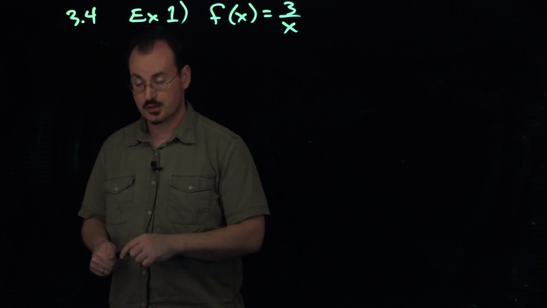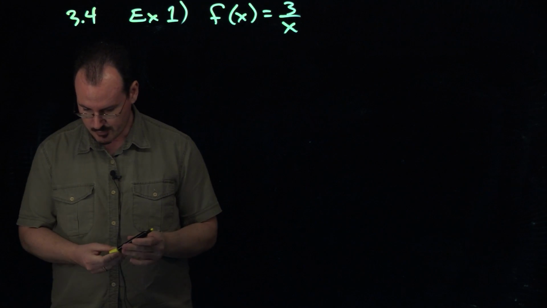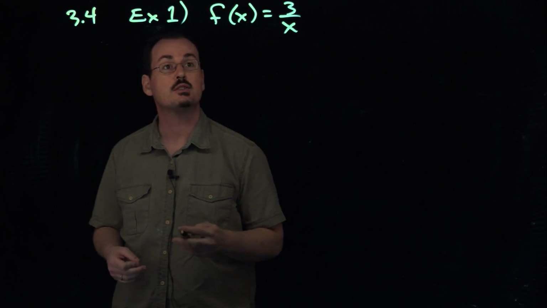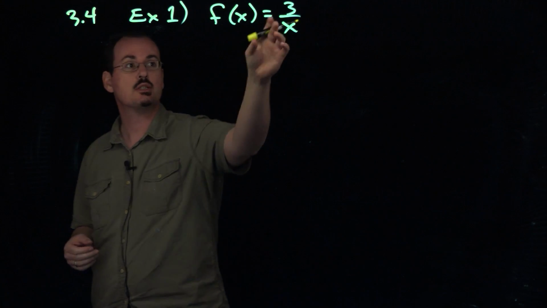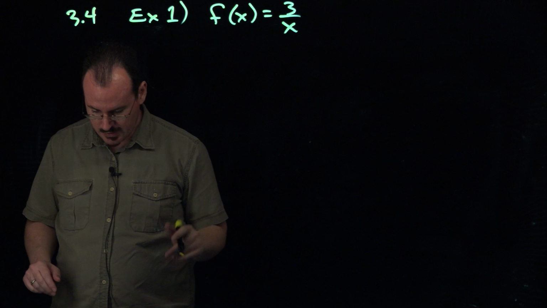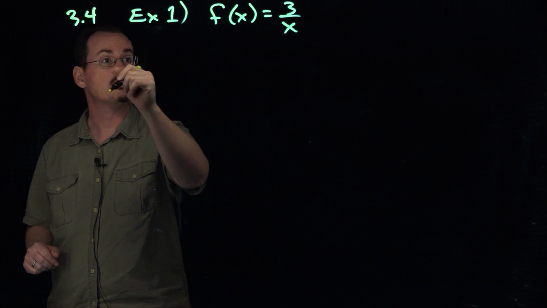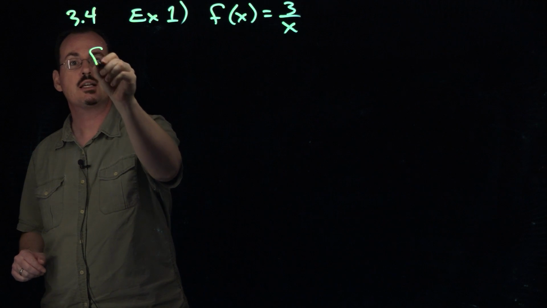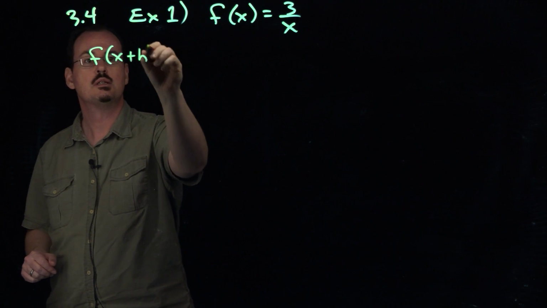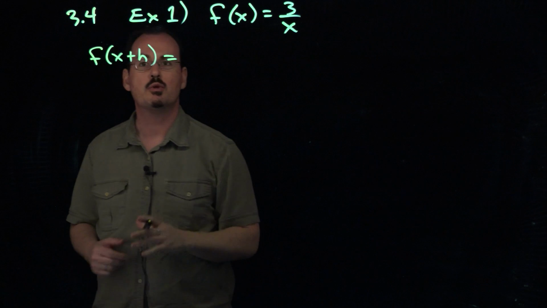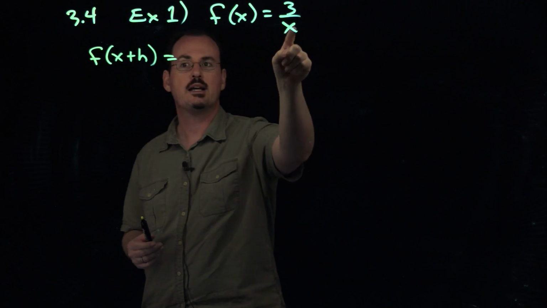We're doing section 3.4, example 1. This requires us to find the derivative of this function using the definition of the derivative. So if we follow the steps that we see there, step 1 says that we first want to find f of x plus h. So f of x plus h will be whatever we get when we replace that x with x plus h.